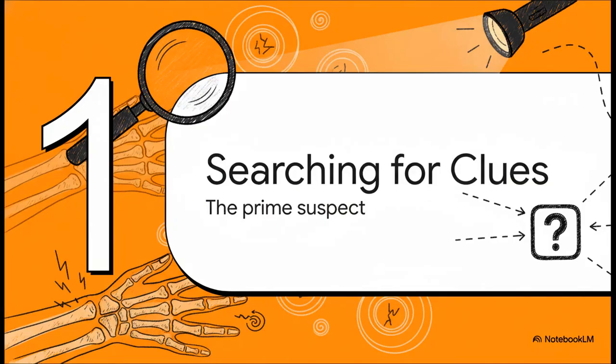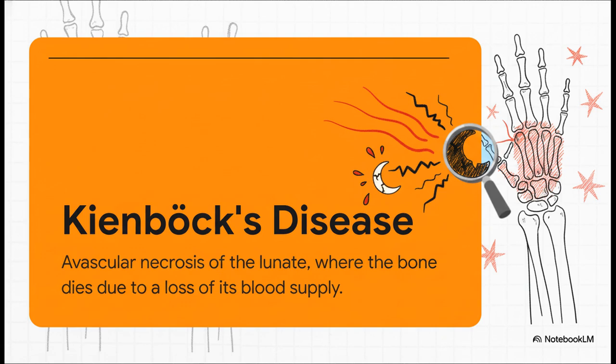So that normal x-ray, it's kind of a dead end, right? It means our investigation has to go deeper. We need to start looking for clues that a standard x-ray just can't see. And this is where we really start to zero in on our prime suspect. And here it is. The culprit is Kienbock's disease.